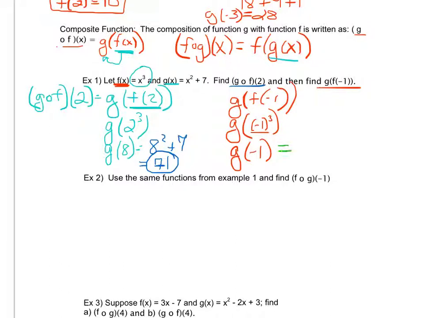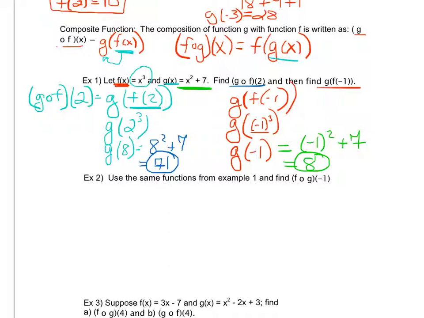Well, that means now I'm going to go to my function g and plug -1 in for every single x value. So I'll have -1 squared plus 7. Well, -1 times -1 is 1, plus 7 gives me a value of 8. Again, I get 8 after going to one function and then going to a second function.